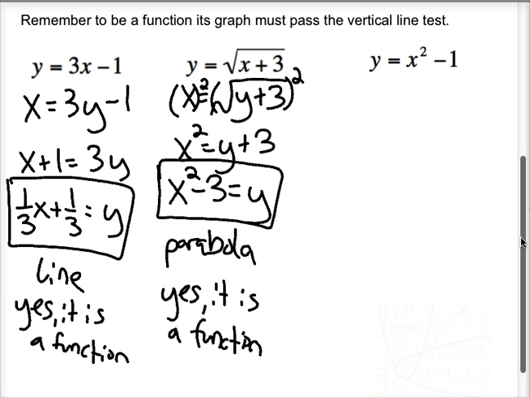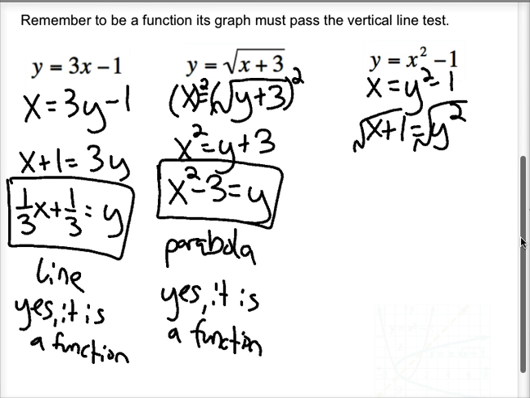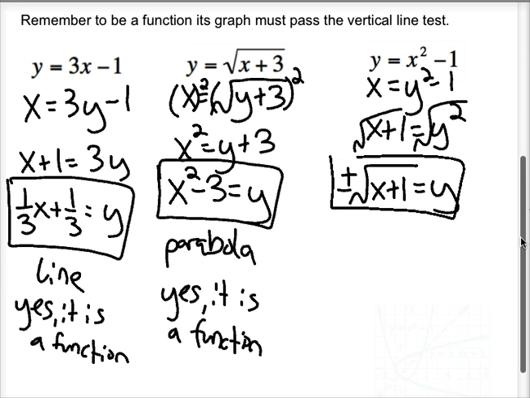Let's see what happens with this last case. So I switch my x and my y. Now I add the 1 over. And I'm going to square root both sides. Remember, when you square root, you end up with a plus or minus. So that's what we get. Okay, and again, you should know that much from our previous video.